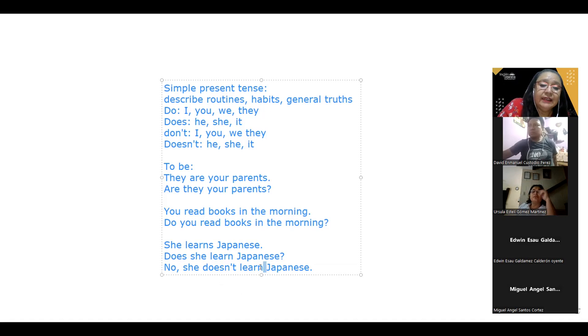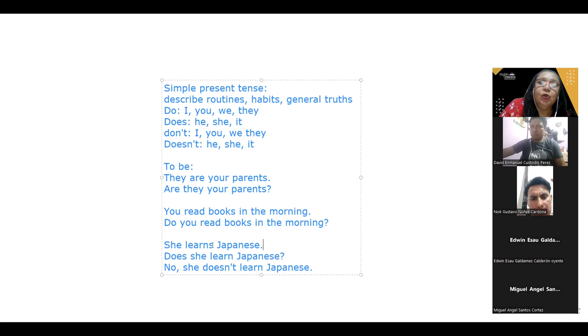In the negative sentence, notice we don't add the letter S because here you are using the auxiliary doesn't. Yes? Okay. Because we use doesn't, the verb is in the base form. You use the letter S for third person singular on the verb, but not when we use the auxiliary. Is that okay? Yes, teacher. Acá no usamos verbo auxiliar, por lo tanto le agregamos la S al verbo, ¿sí?